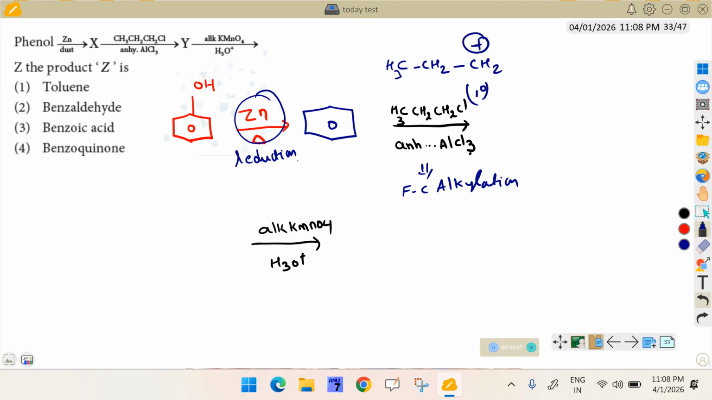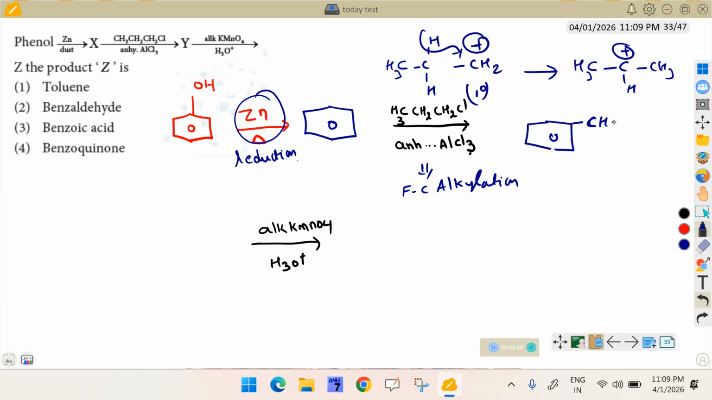A 1 degree carbocation is unstable. The adjacent carbon is a 2 degree carbon. That's the reason a hydride shift takes place. If a hydride shift takes place, then it gives CH3CH+CH3. Now attach this, then you will get isopropyl benzene, CH(CH3)2.